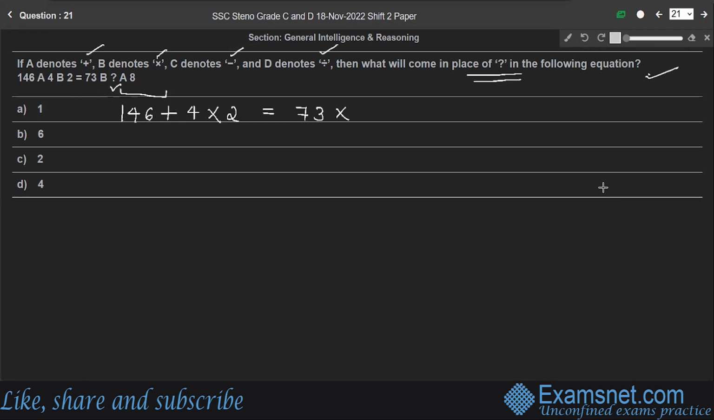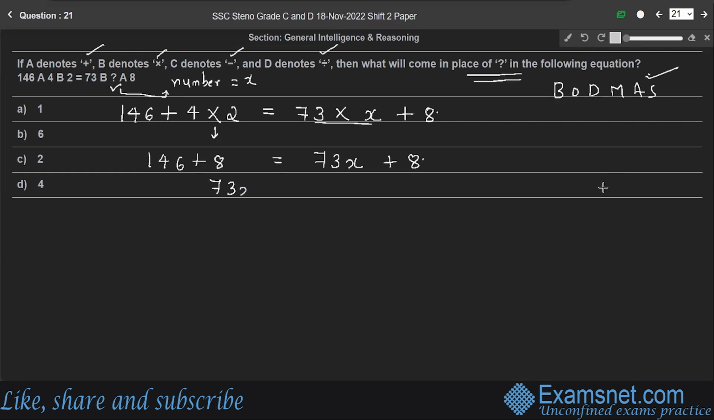So this question mark is a number. So let the number be X. So 73 into X, A 8. A means plus 8, right? So again by BODMAS rule, go for multiplication first. So 146, 4 into 2 is 8, is equal to, so again multiplication, 73 into X is 73X plus 8. Simplify it. So 73X is equal to 146 plus 8 is 154 minus 8.